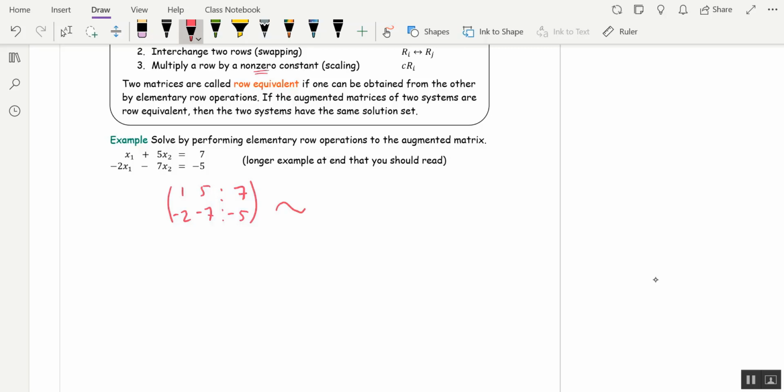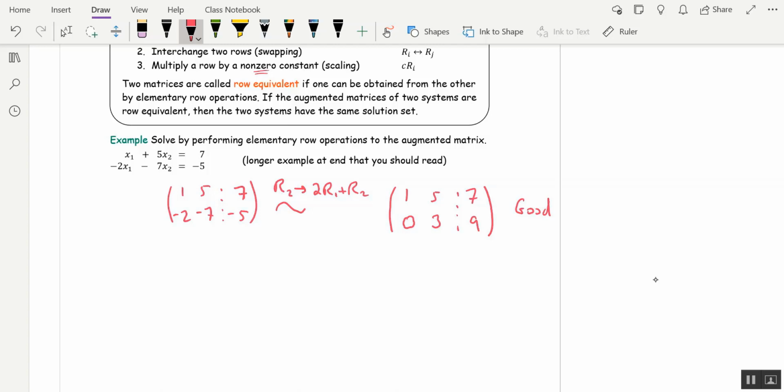So what I'm going to do is replace row 2 with twice row 1 plus row 2. So row 1 stays the same, 1, 5, 7. But row 2 gets replaced with twice row 1 plus row 2, because that will give me a 0 here. So just multiply these top numbers by 2 and add. So 2 times 5 is 10. 10 take away 7 is 3. 2 times 7 is 14. 14 take away 5 is 9. So now I'm in good form.